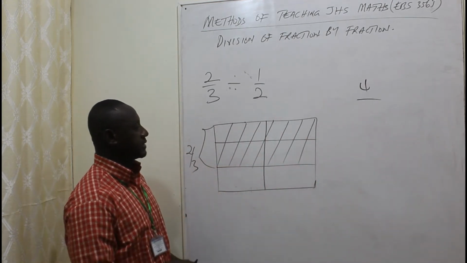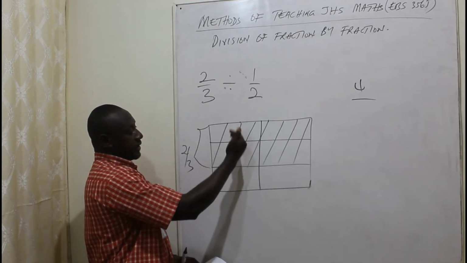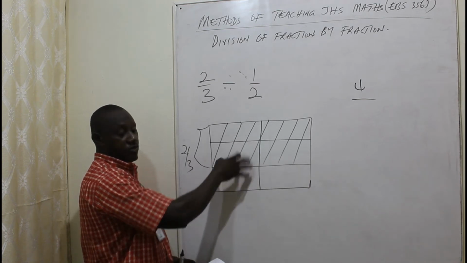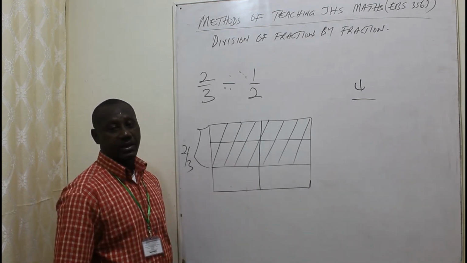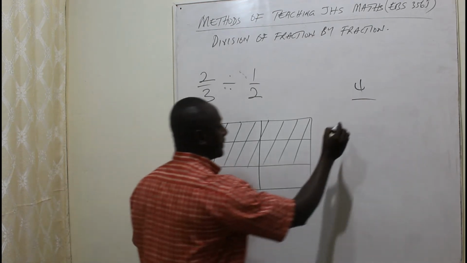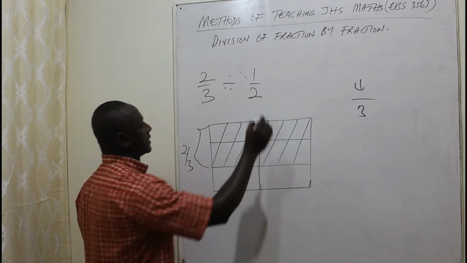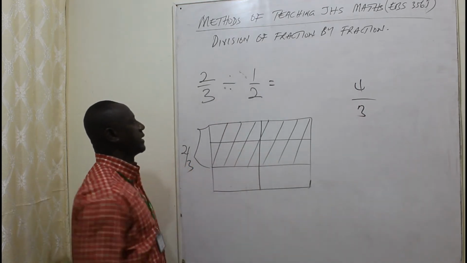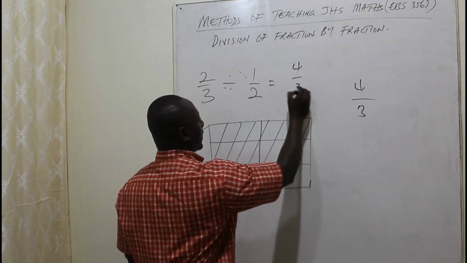And you will notice that when you go to each half, after you are divided into the halves, how many divisions are there? We have 3 divisions there. And so it implies that 2 over 3 divided by 1 on 2 is equal to 4 over 3.